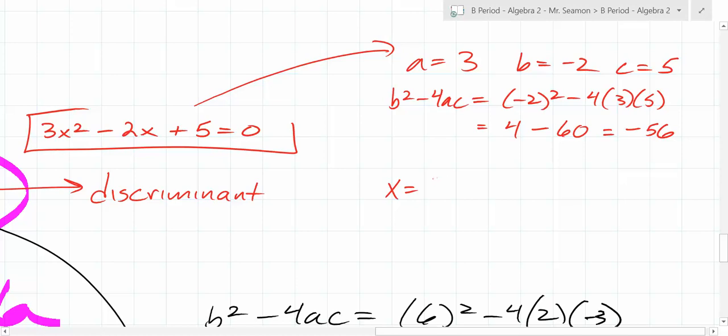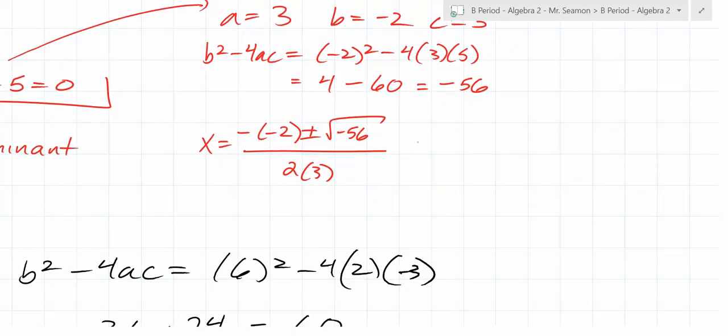So now I know x is equal to negative b. So what's negative b in this case? Negative, negative 2, so 2 plus or minus the square root of what? Negative 56 all over what? 2 times 3 is what? 6. So that is an answer, but is it simplified? Nope.